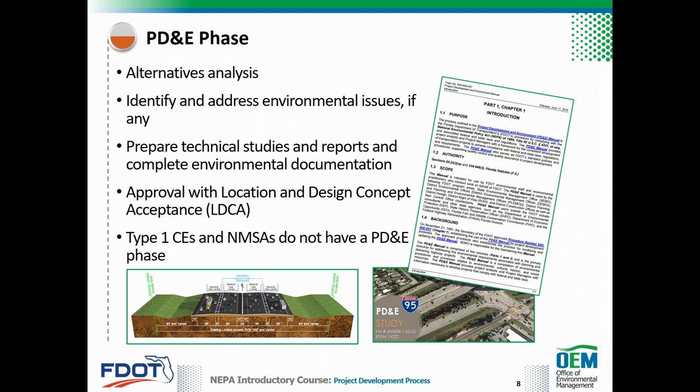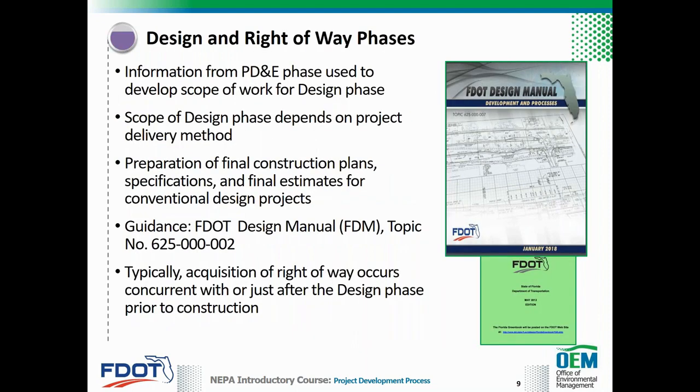The PD&E phase identifies and addresses environmental issues, if any, on a project. FDOT projects that are Type 1 categorical exclusions or non-major state actions do not have a PD&E phase. Environmental evaluations for Type 1 CEs and non-major state actions are performed and approved by the District Environmental Office during the design phase. Information obtained during the PD&E phase is used to develop the scope of work for the design phase.